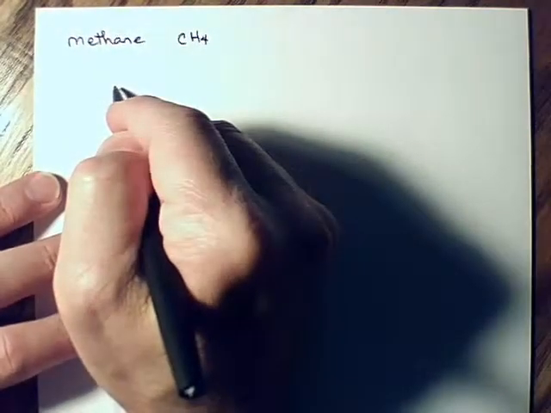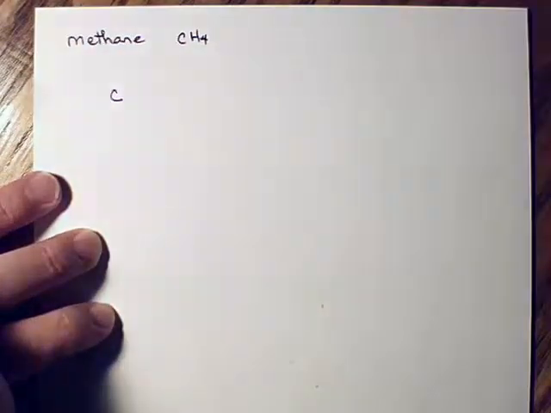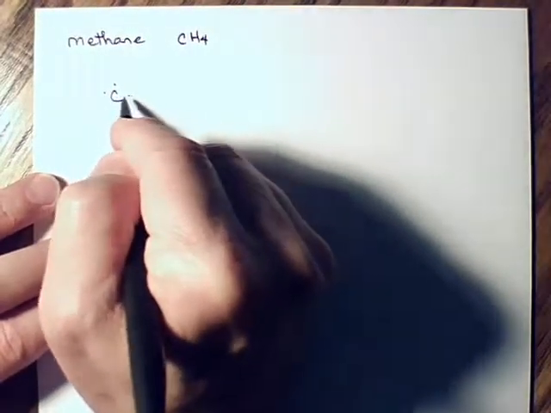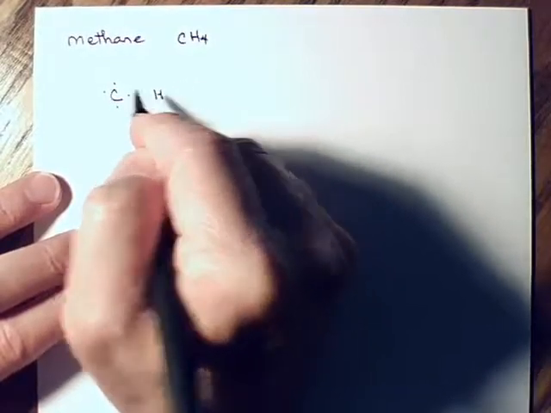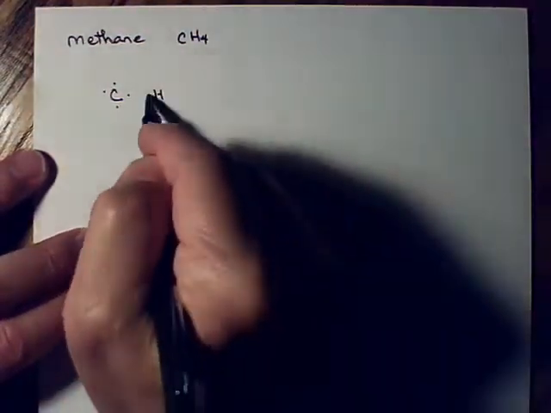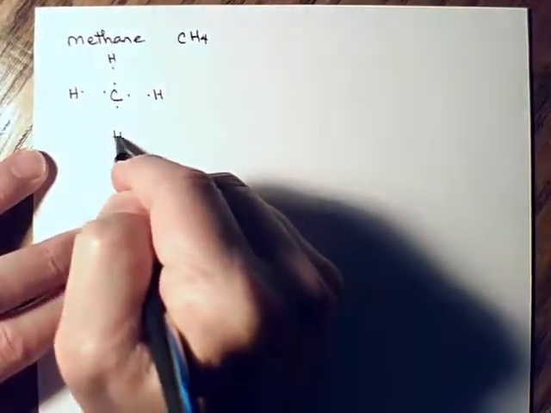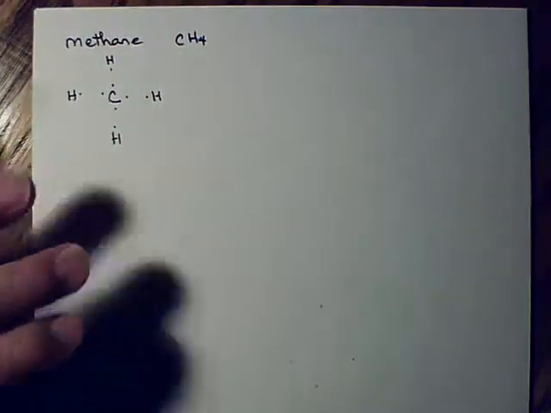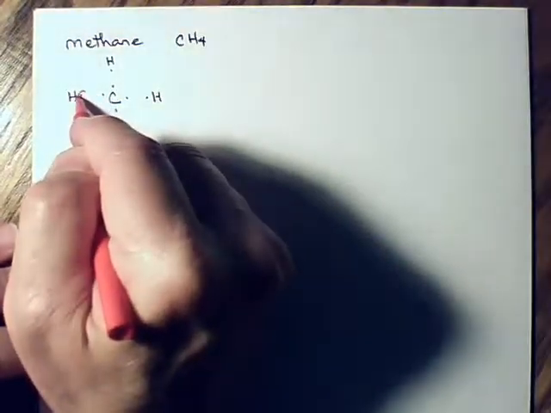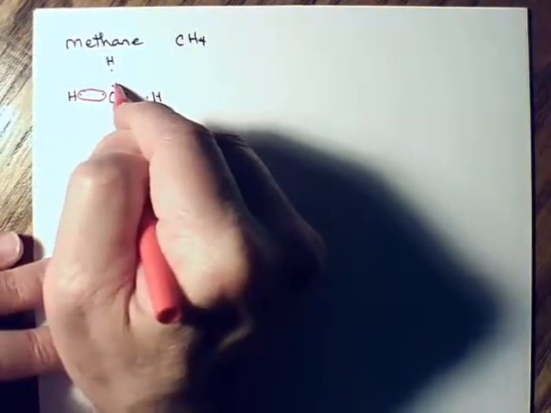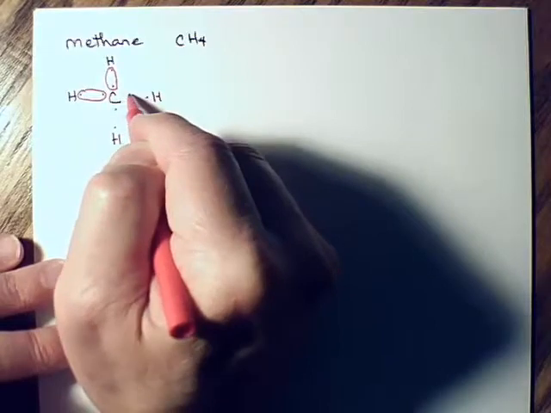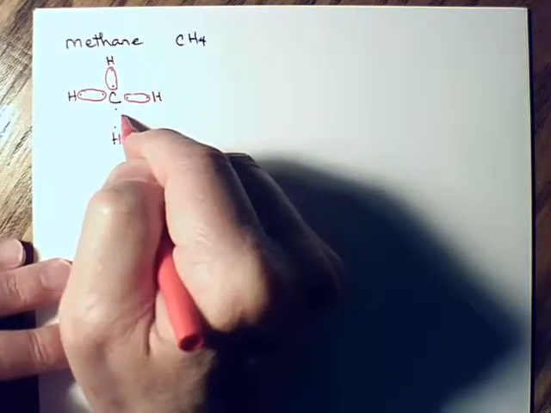So we've got a carbon, and carbons have how many valence electrons? 4. 1, 2, 3, 4. And hydrogens have how many valence electrons? 1. And we've got 4 hydrogens. And the only way that this one can go together is if you share these electrons to complete the valence level of both the hydrogens, or all the hydrogens, and the carbon.